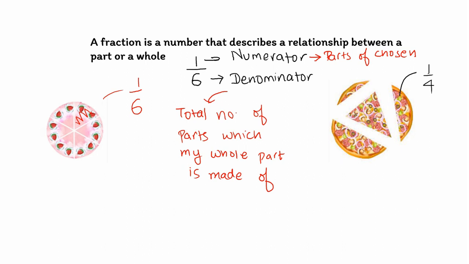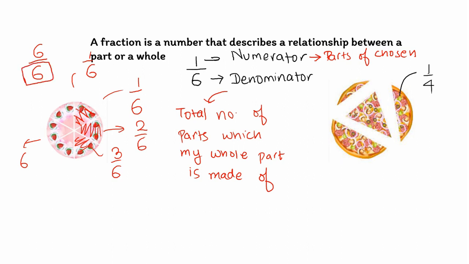So suppose I chose one part out of these 6 parts. My cake has a total of 6 parts and I have chosen one part, so this would be 1/6. Okay, suppose I chose 2 parts, right? So this would be 2/6. Suppose I chose 3 parts, this would be 3/6. Okay, I chose the whole cake, right? Whole 6 parts, so this would be 6/6. Remember, the denominator is the total number of parts which my whole is made of, right?